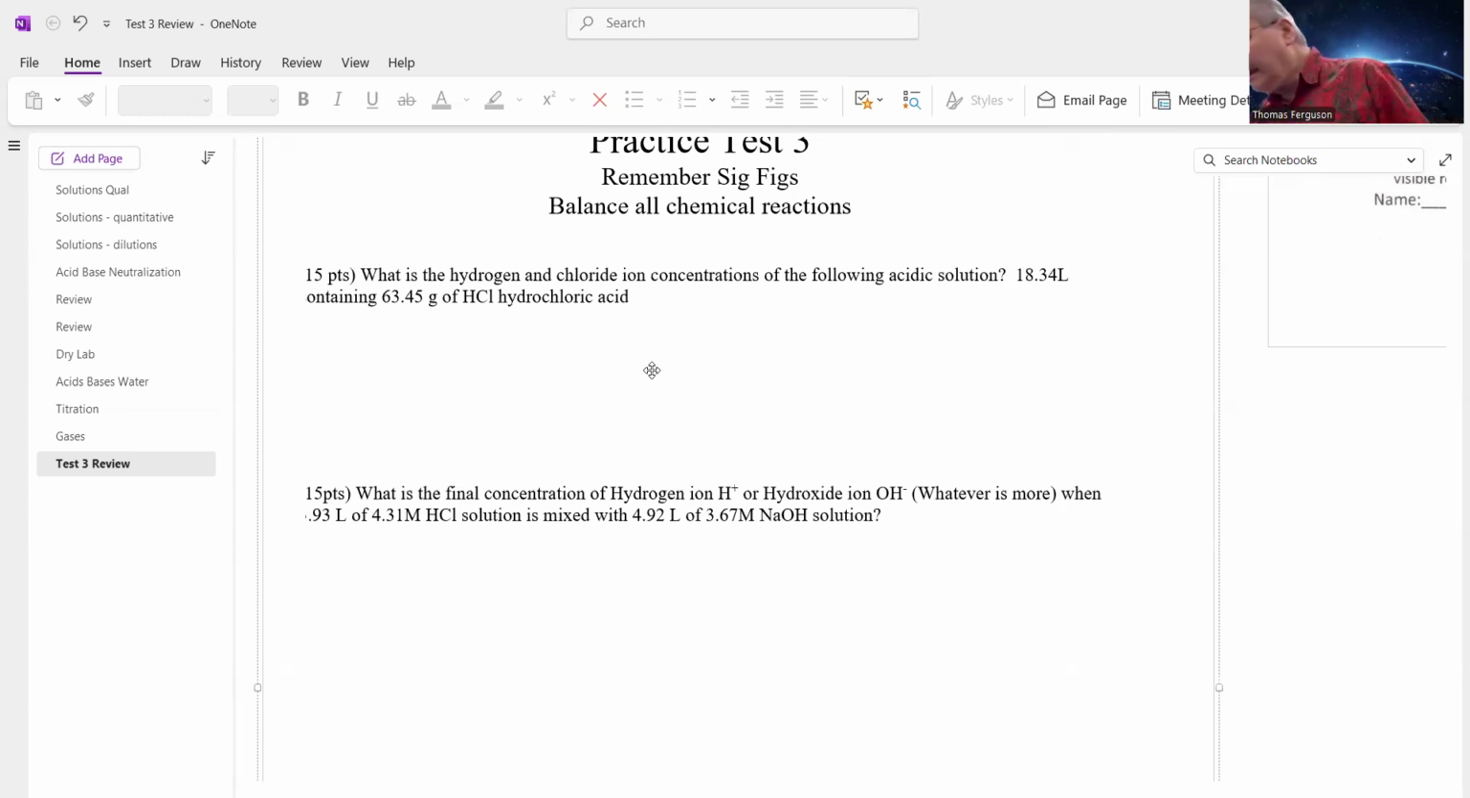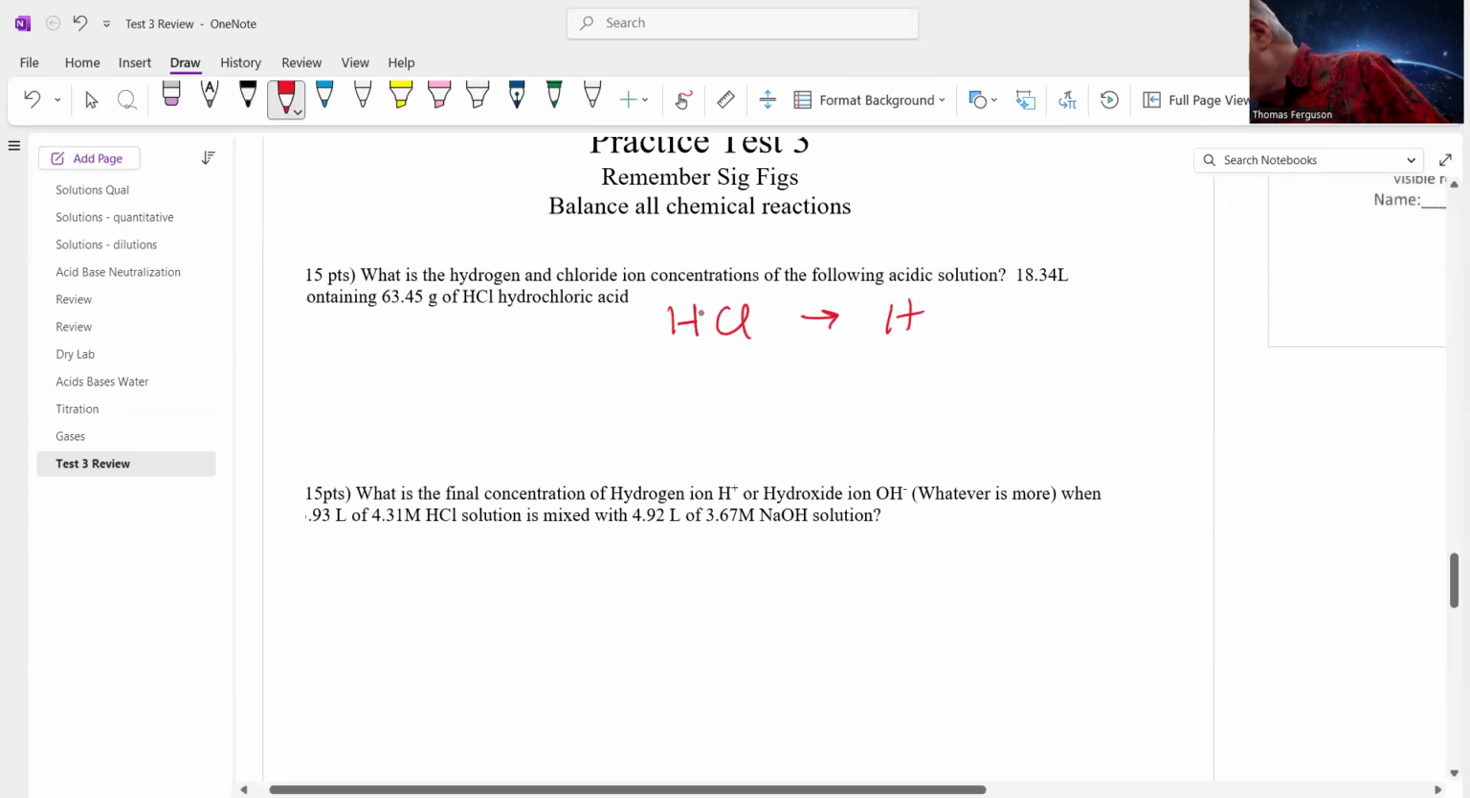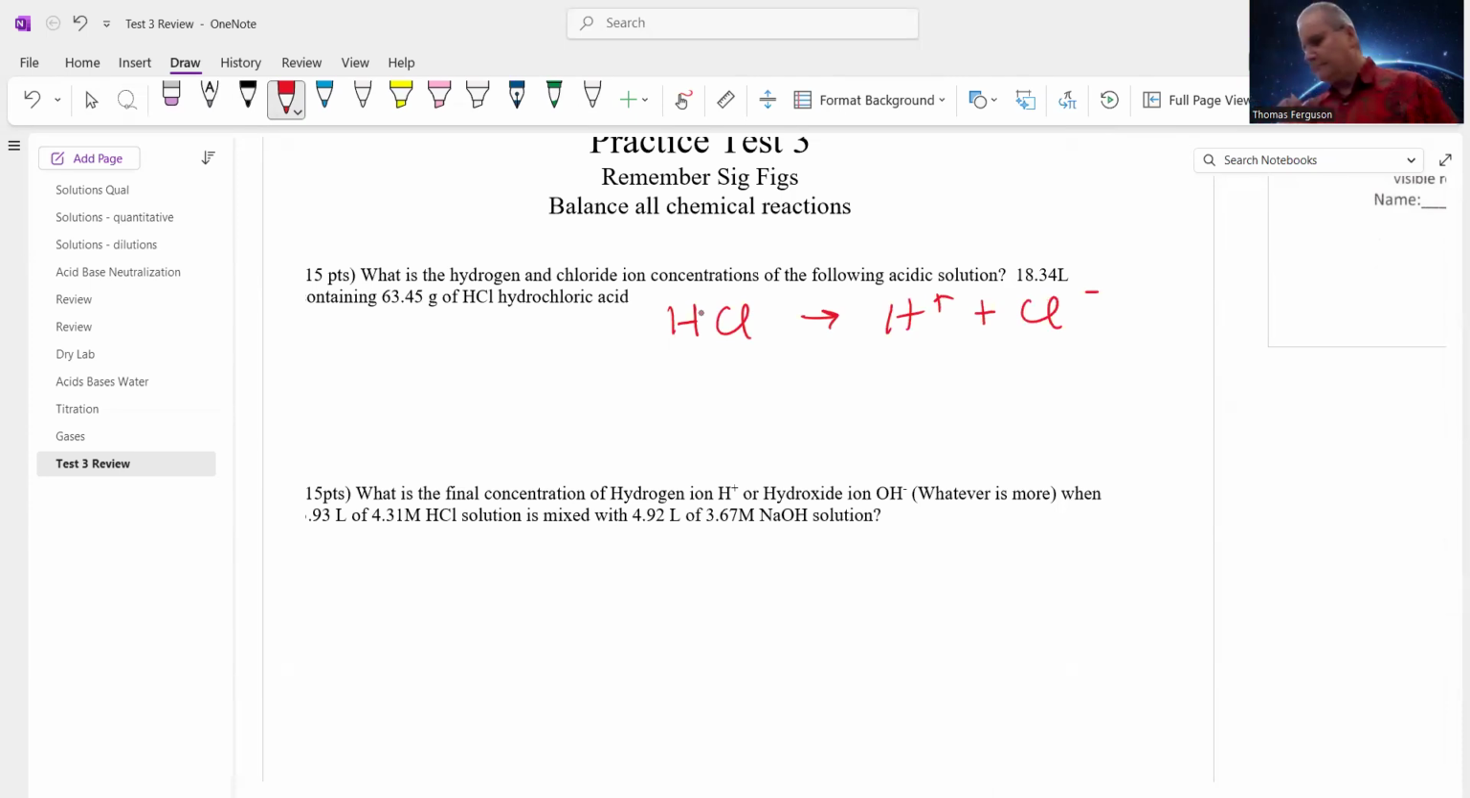Okay, so I suggest you always write out the equation. So it's going to look like this. Whatever the concentration of this is, it's the same as the concentration of this and that. So we're going to base everything on HCl, even though it's not there. It's broken up into its pieces.